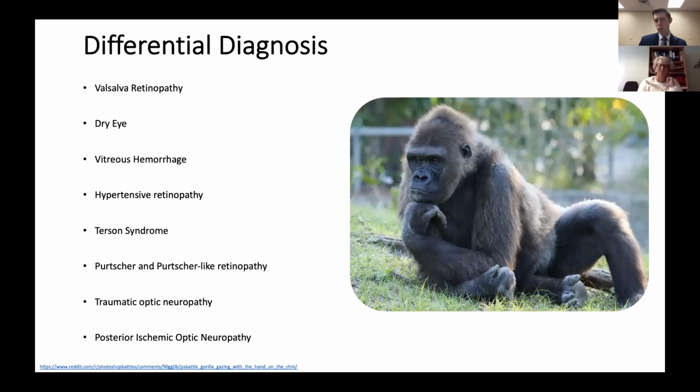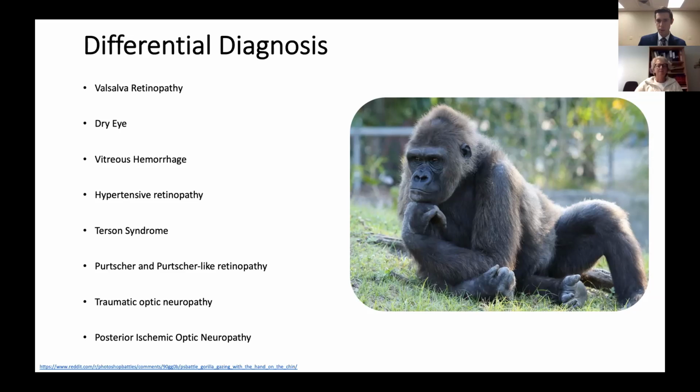So what could be a differential just on this brief history? To keep it broad and keep our thinking caps on, we have Valsalva retinopathy. She was just extubated. She noticed that blurry vision after she extubated. As we know, extubation can be a fairly Valsalva-inducing process. Dry eye, we always keep that on the differential when we hear blurry vision. Vitreous hemorrhage is also possible. She's on a blood thinner.